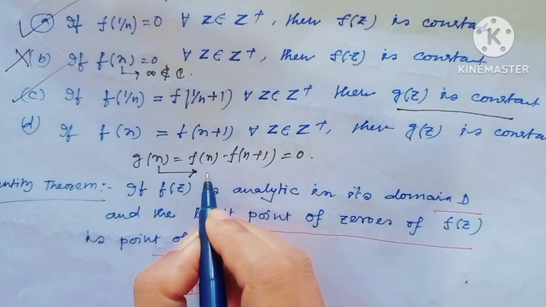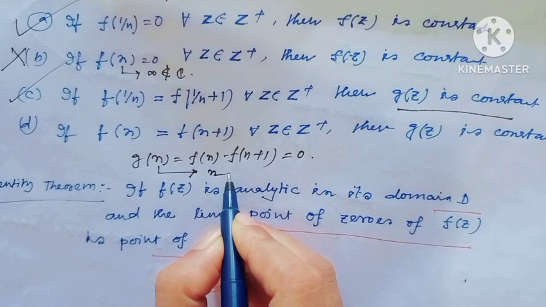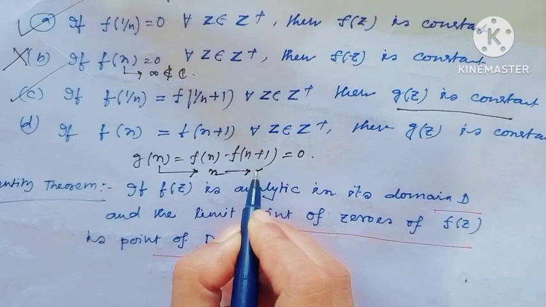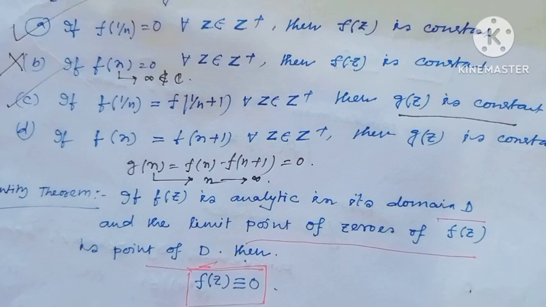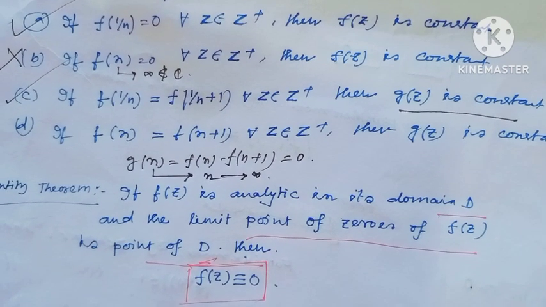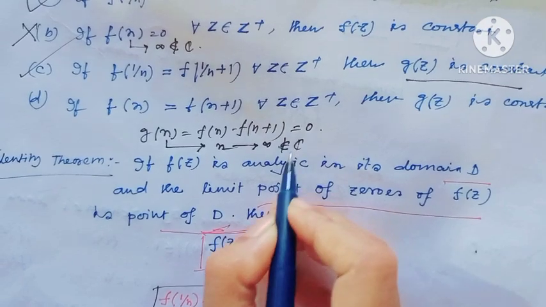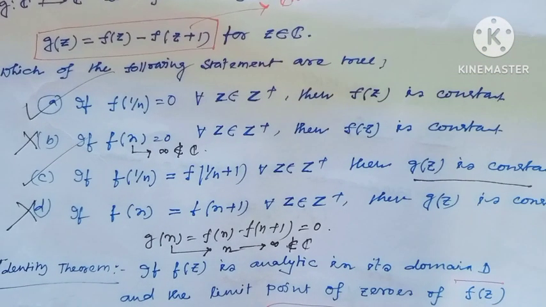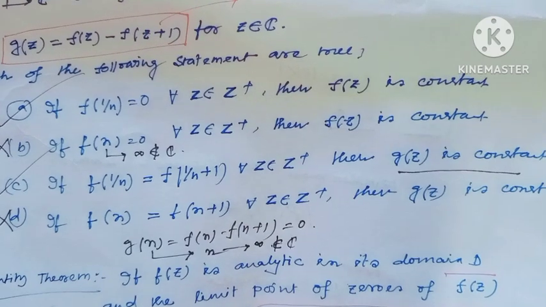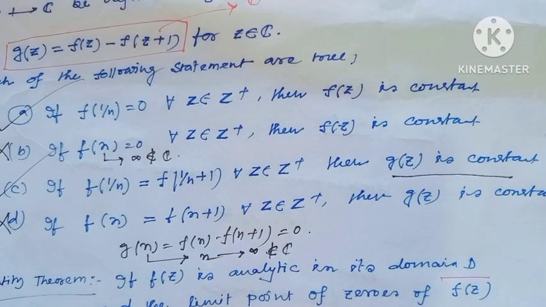here the zero set is N and the limit point of the zero set is 0. So by the identity theorem we cannot tell g(z) is constant, because the limit point does not belong to the complex numbers. So option D is a wrong option. So only A and C are right options. I hope all my viewers have understood this.